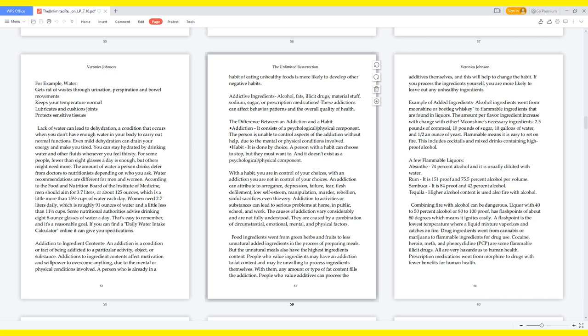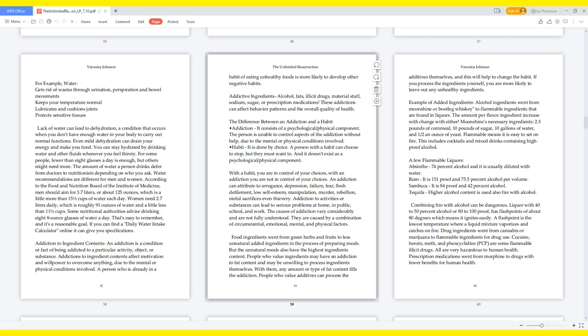People who value ingredients may have an addiction to fat content and may be unwilling to process ingredients themselves. With them, any amount or type of fat content fills the addiction. People who value additives can process the additives themselves, and this will help to change the habit. If you process the ingredients yourself, you are more likely to leave out any unhealthy ingredients.